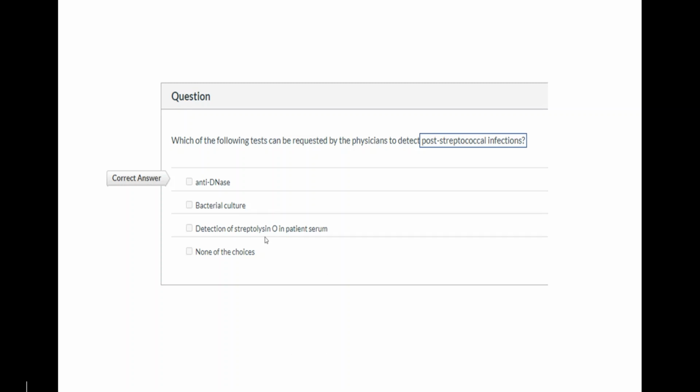And detection of streptolysin O in patient serum. This is not the correct answer also because in post-streptococcal infections, most probably there is no more antigen present in the patient sample. So most probably we will not be able to detect streptolysin O in post-streptococcal scenarios. So the best answer here is anti-DNAse. Anti-DNAse is an antibody produced during streptococcal infection, and we can detect the presence of these antibodies even after streptococcal infection.